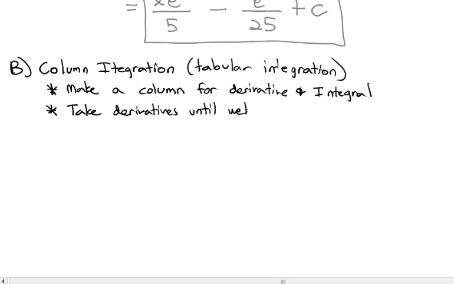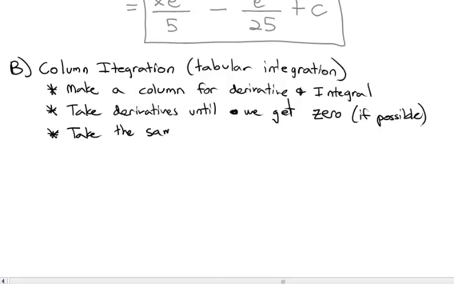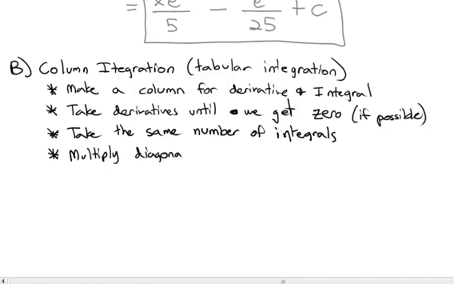until we get zero, if that's possible. Sometimes it won't be, and we'll talk about that a little bit later. So we'll take derivatives until we get 0, and then we will also take the same number of integrals. Then this table is going to basically tell us what our solution is. All we have to do is multiply diagonals with alternating signs.